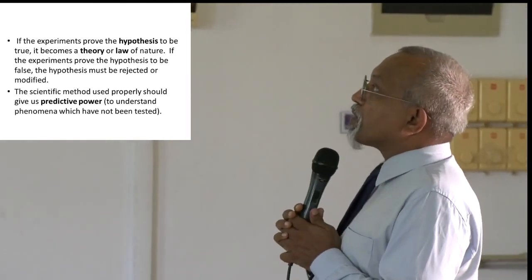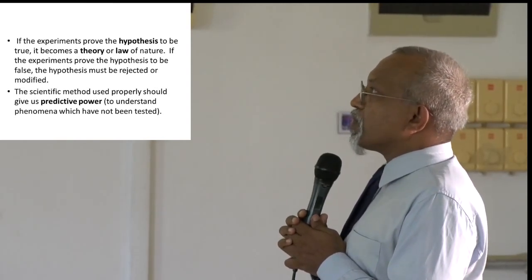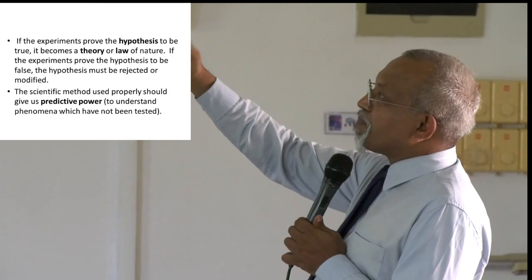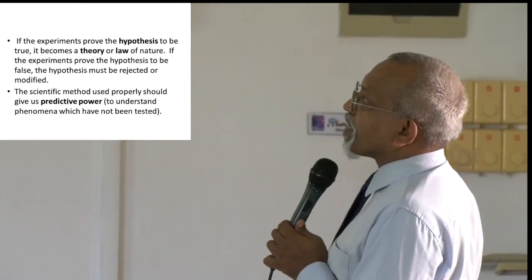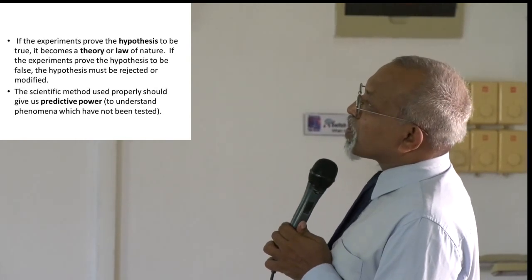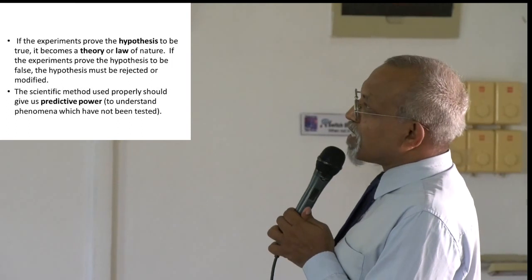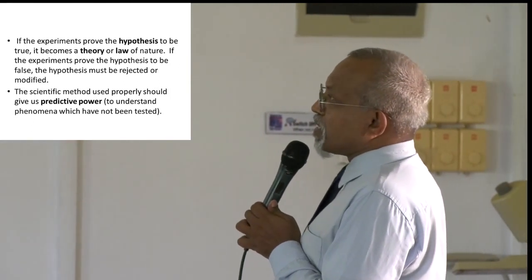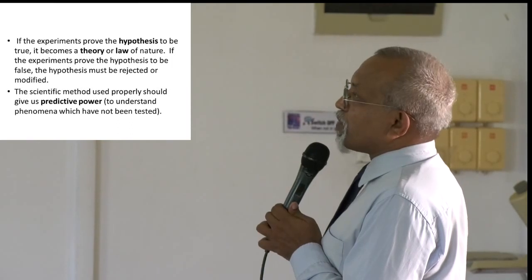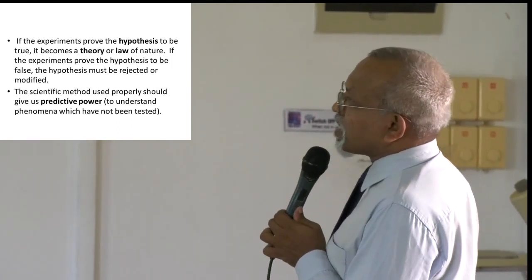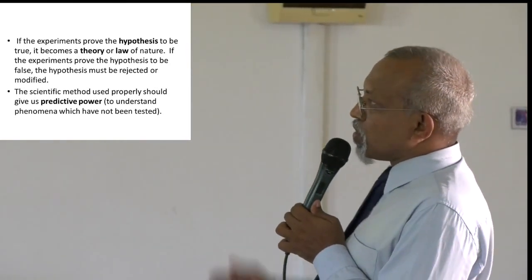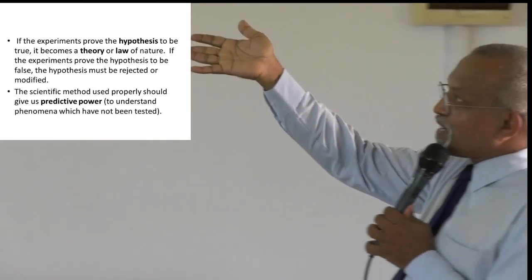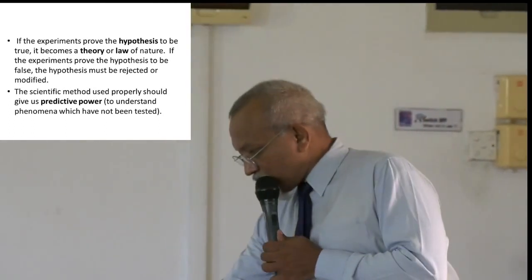If the experiments prove the hypothesis to be true, it becomes a theory or law of nature, right? So if many experiments prove this is happening, it will become a theory or law. If the experiments prove the hypothesis to be false, the hypothesis must be rejected or modified, okay? Depending on the results. The scientific method used properly should give us predictive power, to understand phenomena which have not been tested. So you can predict, if you do this, this will happen. Then we can try and see whether it is happening, right? Predictive power when you do something.